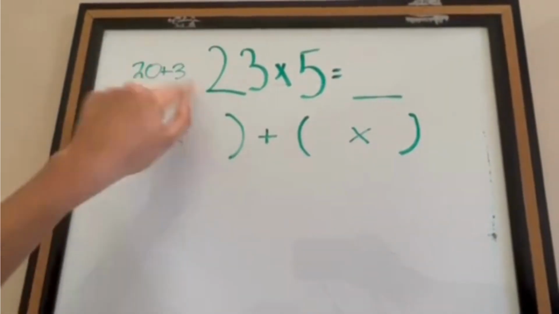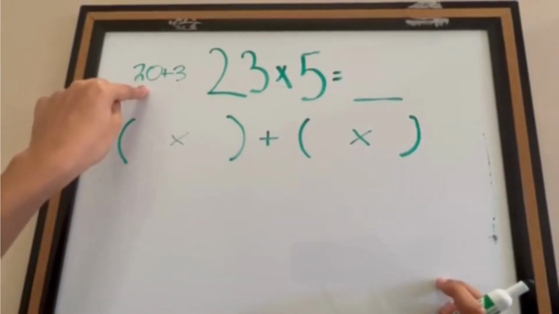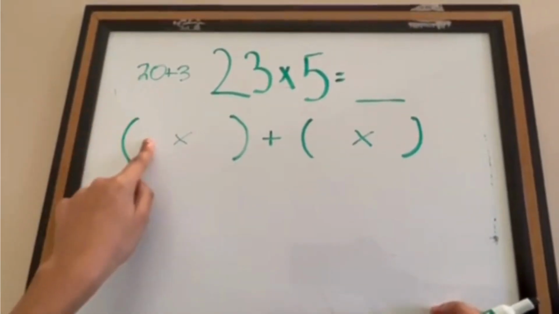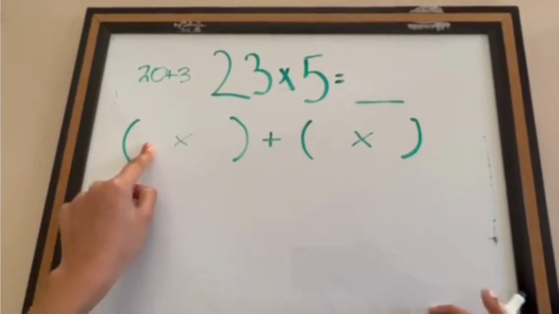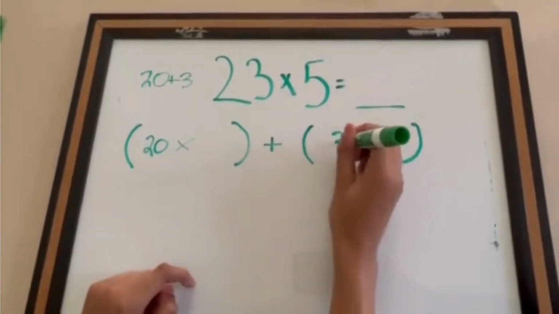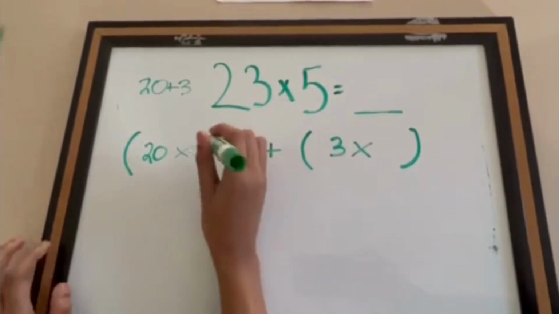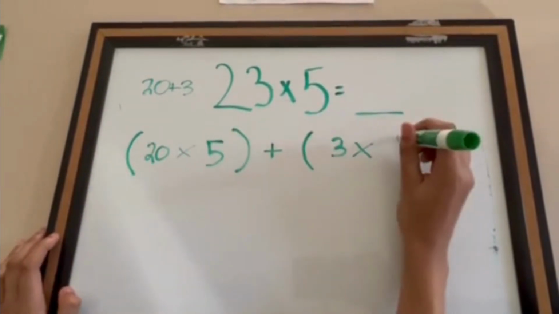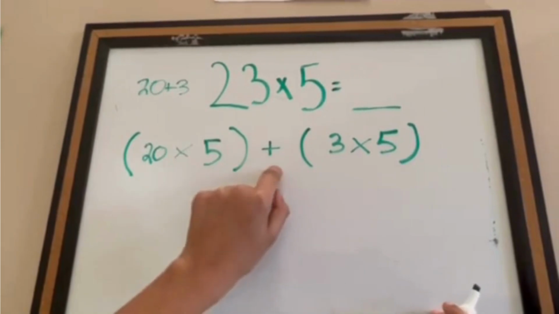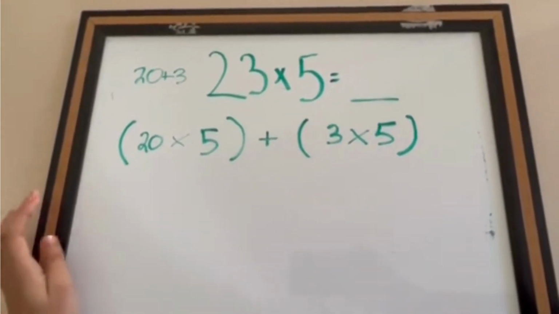Now that we have decomposed 23, we can go on further. You're going to take one of the parts of decomposed 23, so in this example 20, and you're going to put one of them in each of the parentheses. So I'm going to put 20 here, and I'm going to put 3 here. And then I'm going to put our other factor, 5, to be multiplied against these two parts. So you should have in parentheses 20 times 5 plus 3 times 5. Now we're just going to solve.